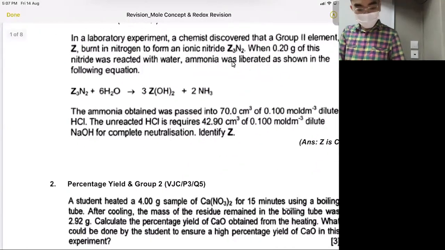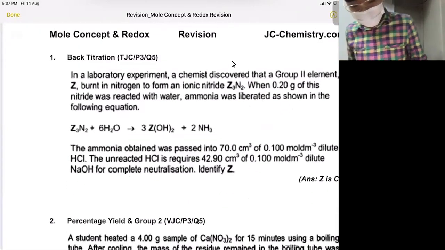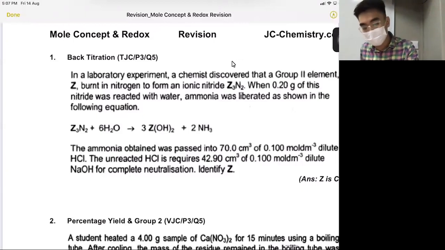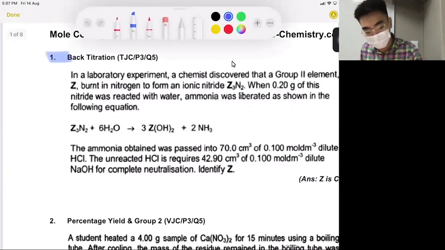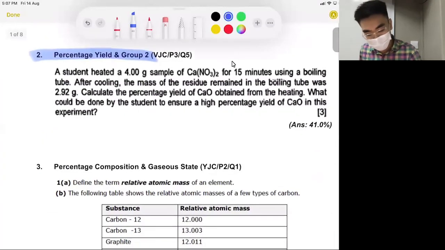The first one here is your back titration. Anyway, all the concepts are unique, so I'll just quickly browse through it: back titration, percentage purity and group 2, percentage composition and gaseous state.